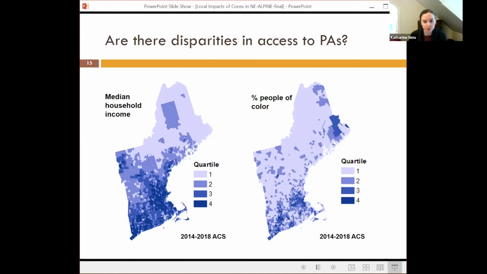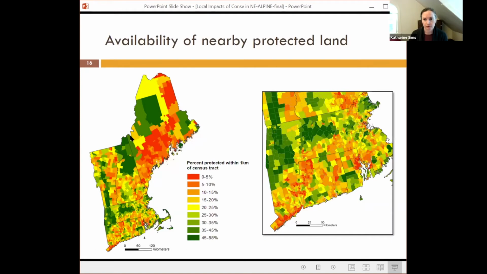So these maps show the distribution of census tracts by quartiles of median household income and the percent of population that self-identifies in categories other than white, non-Hispanic in the most recent American Community Survey estimates, which is what is meant here by the title percent people of color. We then use the database of protected lands to calculate the percent of protected open space inside or within 1 kilometer of each census tract, representing land that is either immediately close by in that tract or within a reasonable walking distance. And this map shows that data as a percent of land area for each census tract.